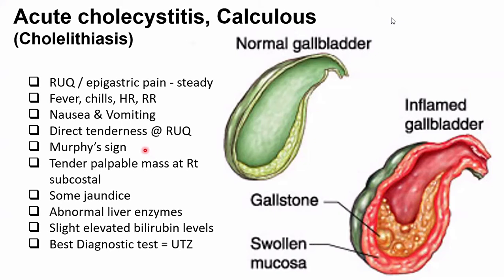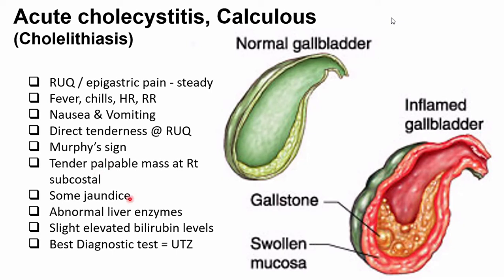Once the patient inhales, the gallbladder somehow will touch the already pressing hand, and because of the pain, the patient will stop breathing because of the pain. Parang pag inhale niya, biglang nag-stop ang breathing because of the tenderness of the pain. That's Murphy's sign. So that area will be tender also.